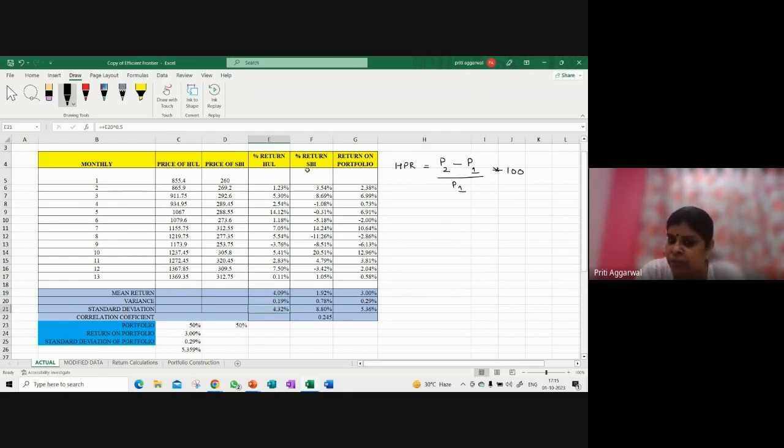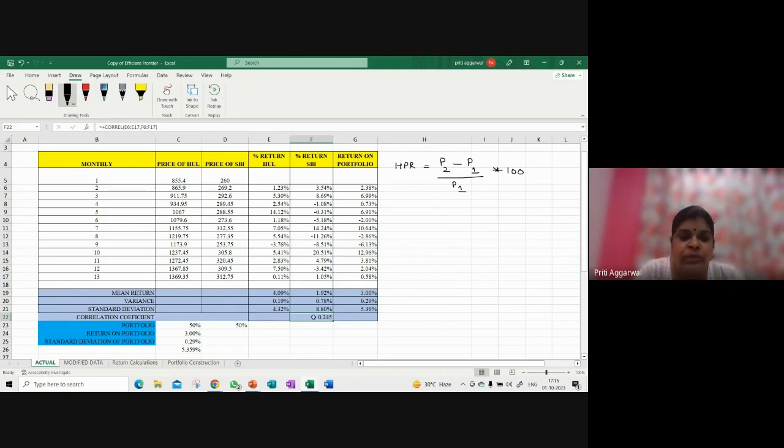So these are my returns and risk of the individual securities, HUL and SBI. Now I am trying to create a portfolio of these two securities. One more important factor that I need to understand, or develop, is the correlation coefficient. As I said earlier, I need to understand what the correlation coefficient is between these two securities. If I have both the securities in my portfolio, what should their correlation coefficient be?